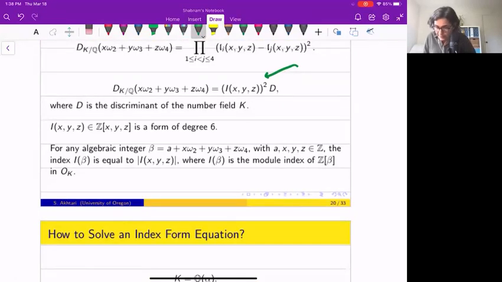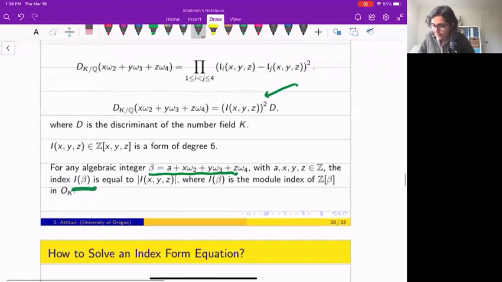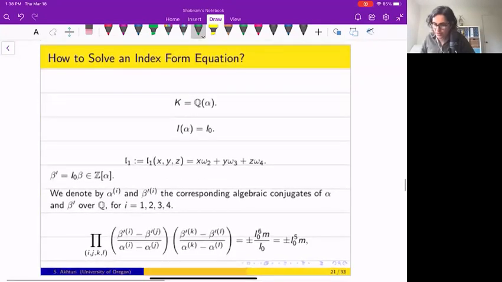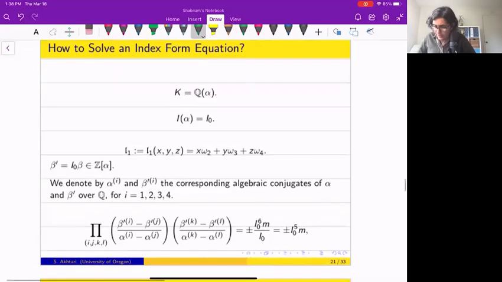That is, if you have an element beta like this, the index form, the way that we set it up here, once you plug in beta with the appropriate x, y, z that gives you the beta in the ring of integers, that index form equation gives you exactly the index of your algebraic number beta. So that's the significant thing about index form. So when I'm going back to the situation that I am in and to prove the proof of Gaál, Pethő, and Pohst, so I'm here.